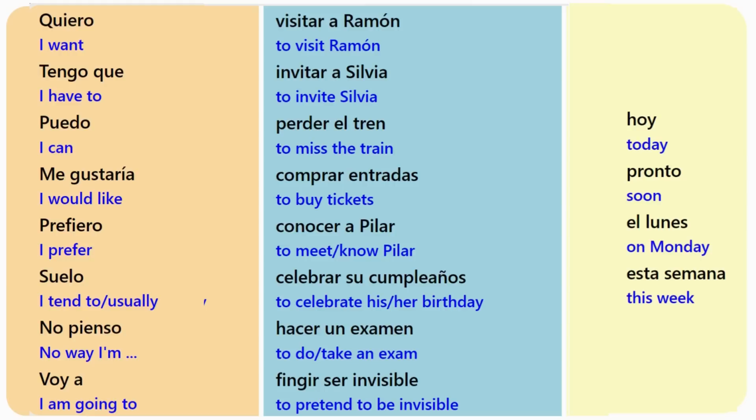To know Pilar is conocer a Pilar. If we want to say we know Pilar, we just take the R off and add mos. Conocemos a Pilar. We know Pilar. How would you say we miss the train? We lose the train. What would that be? Perdemos el tren.